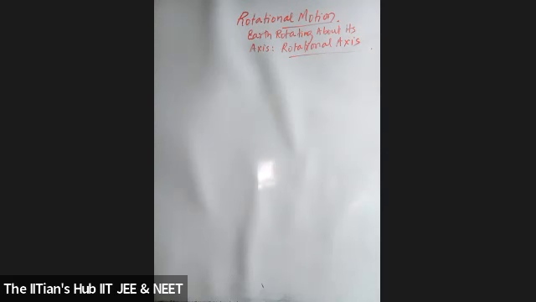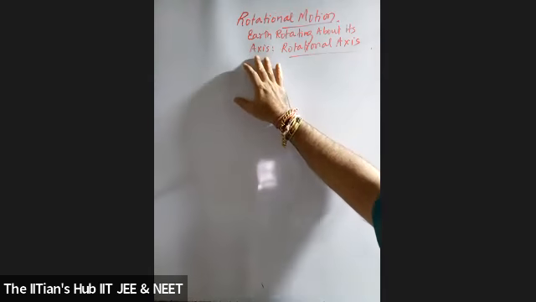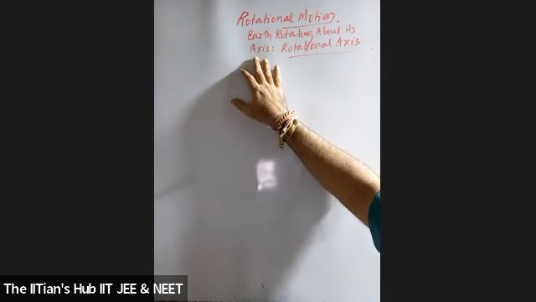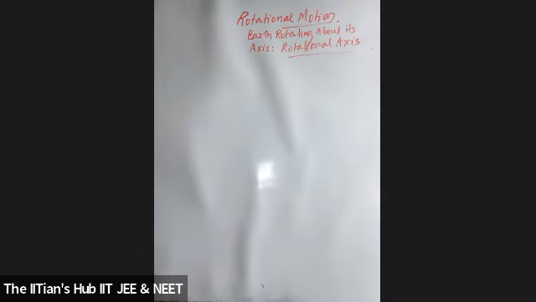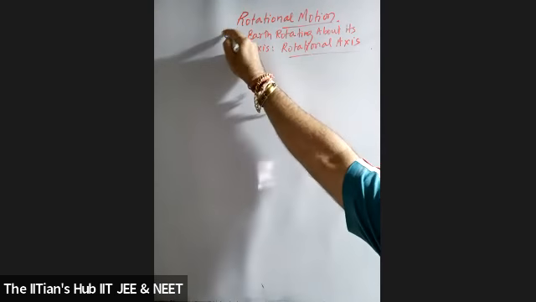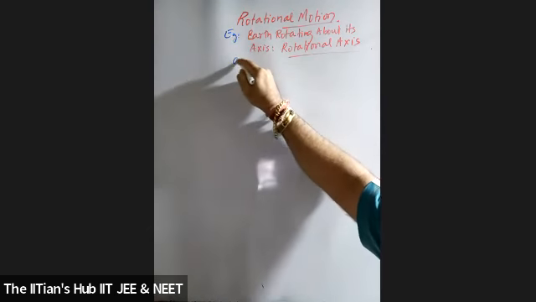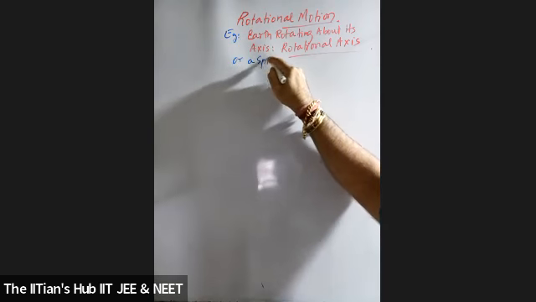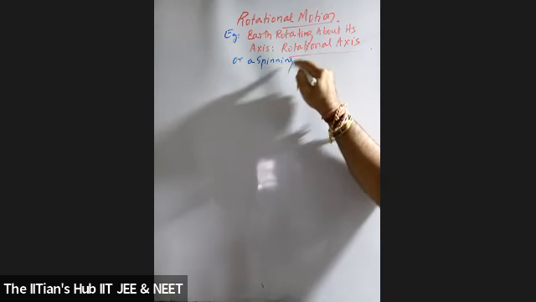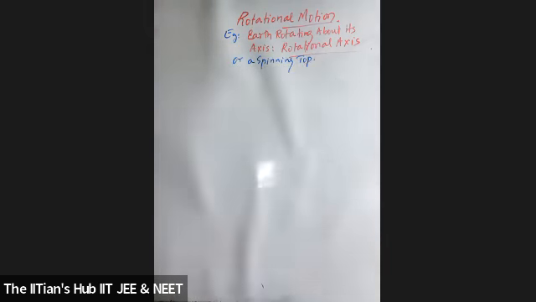A body is said to rotate about a fixed axis, and that axis is called the rotational axis, and the body is undergoing rotational motion. The best example is the Earth rotating about its own axis, or a spinning top.